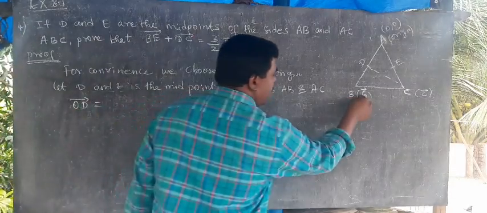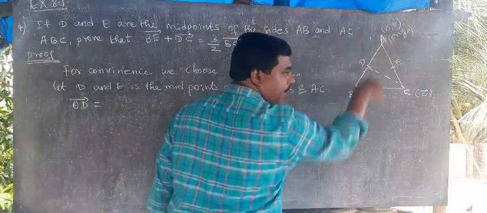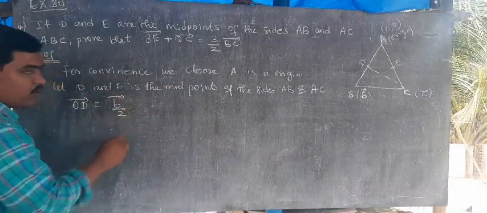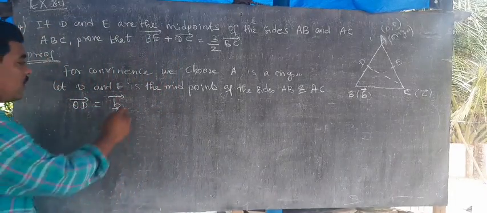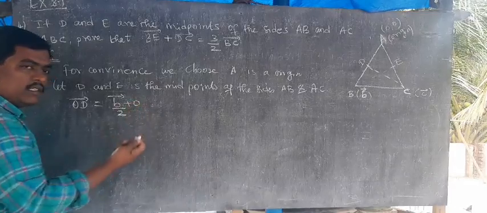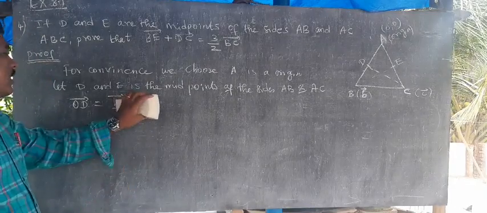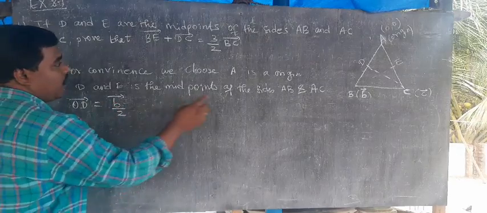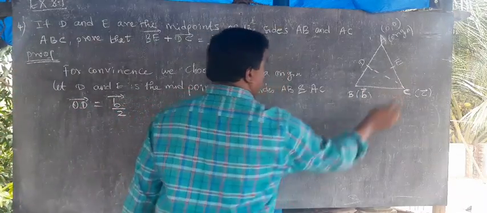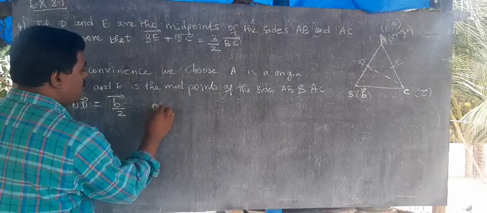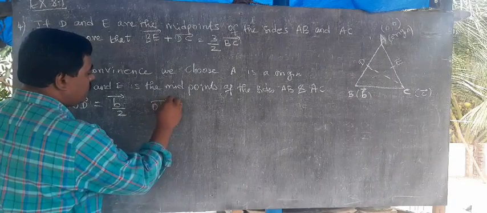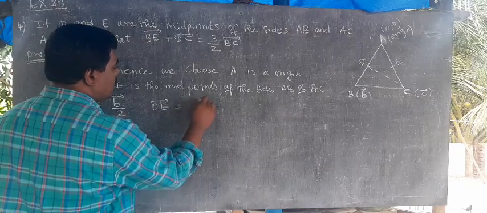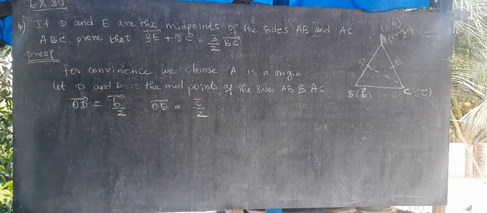D is the midpoint. This b vector plus this origin by 2. So b vector by 2. We get the result. 0, no need to write. b vector plus 0 by 2 means b vector by 2. So straightaway you write OD vector equals b vector by 2. And then the same thing, OE vector. OE vector equals c vector by 2.